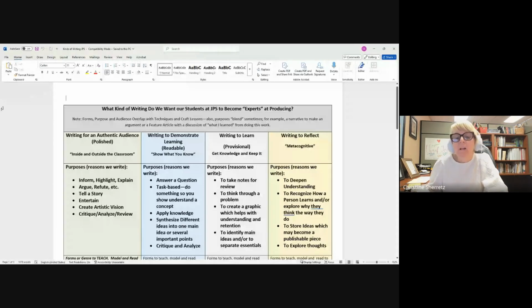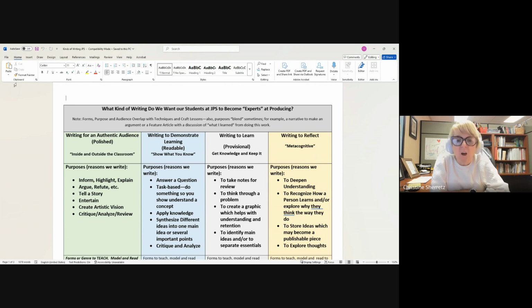Okay, here we go. So this was something that I created with my teachers to show them the kinds of writing that we did at the school I was at. So it aligns with the article that you read. So four kinds of writing. Normally people say three, I added a fourth.